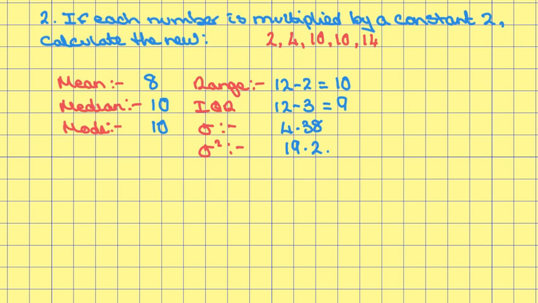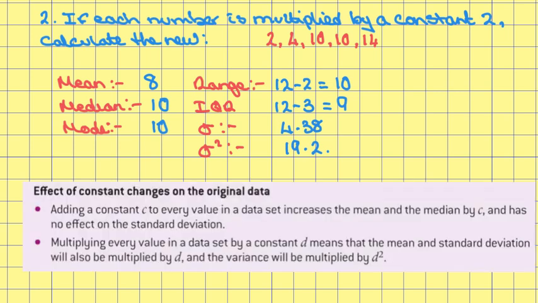So let's summarize what happens when you add a constant or multiply by a constant. Effect of constant changes on the original data. Adding a constant c to every value in a data set increases the mean and the median by c and has no effect on the standard deviation. Multiplying every value in a data set by a constant d means that the mean and standard deviation will also be multiplied by d, and the variance will be multiplied by d squared.